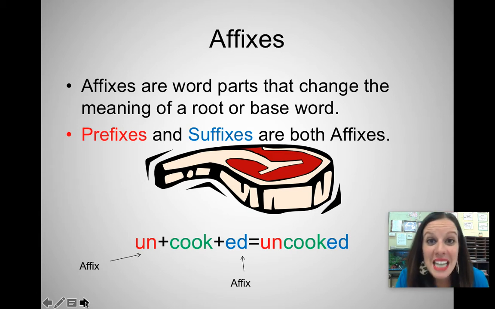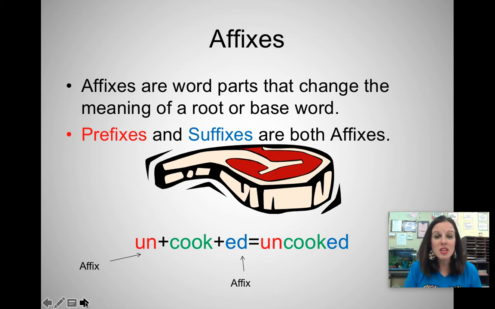I wouldn't want to eat an uncooked steak. But look what I did. I added a prefix to the beginning of cook. That made it uncook. Then I added a suffix to the end, ed. Now I'm talking about it in the past tense. I changed the base word cook to uncooked by using affixes. Remember, an affix is a prefix and a suffix, and those are all word parts.